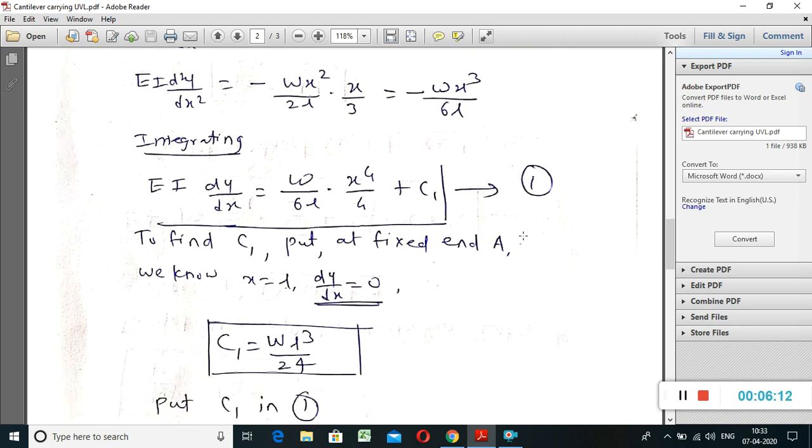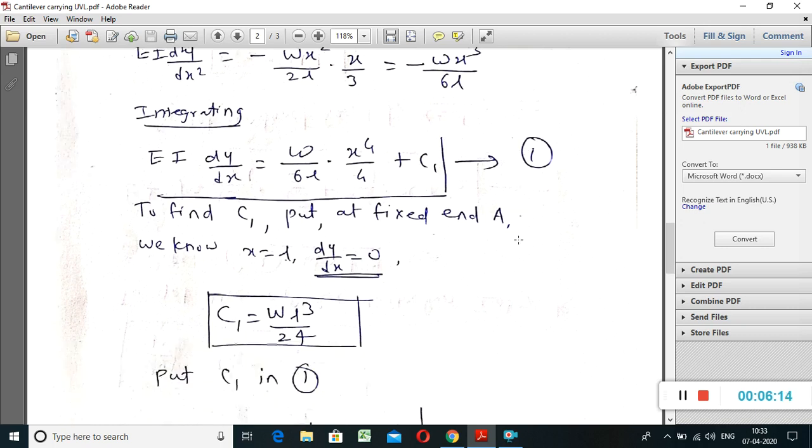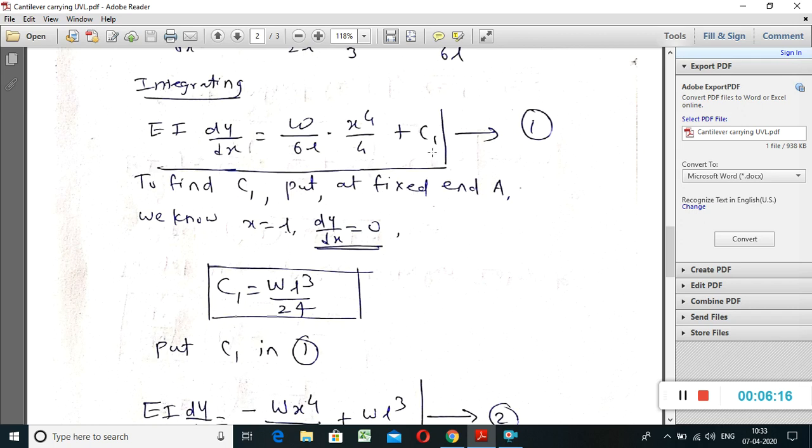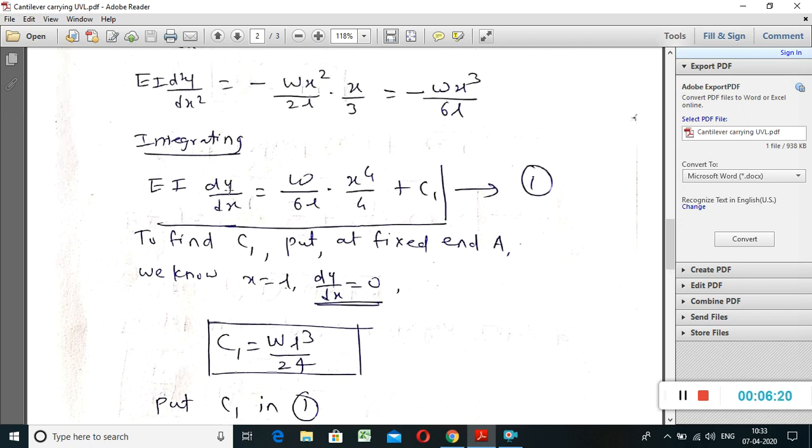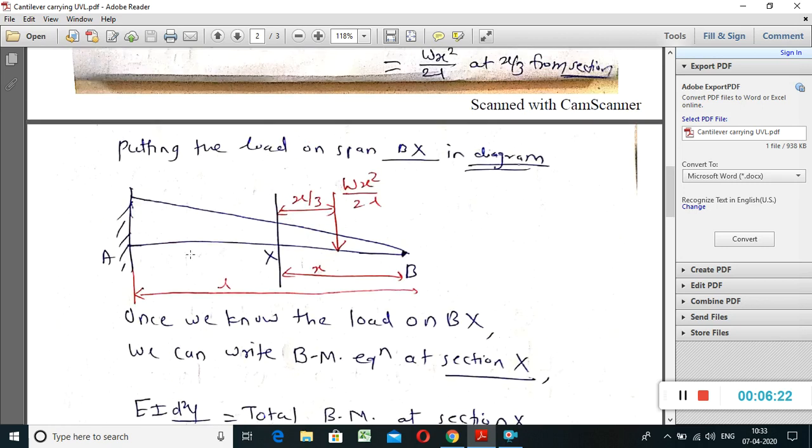Okay. Now after writing this equation, we can find the unknown c1, which is a constant. To find c1, we always use the known condition. What is the known condition we have? You can see here at the fixed end, there is no deflection. So at the fixed end, x is L.